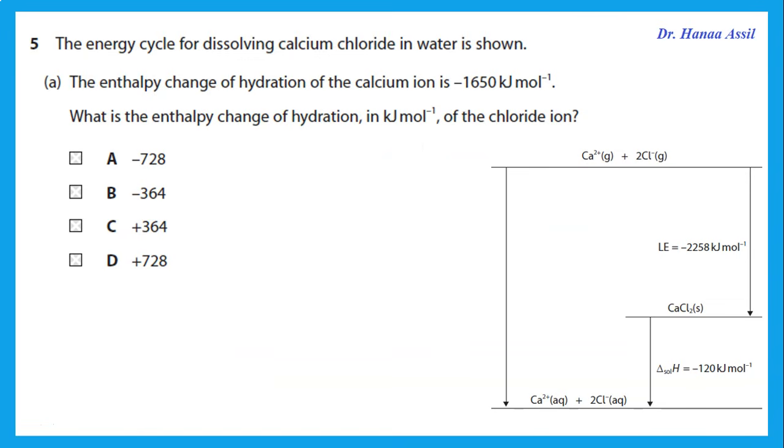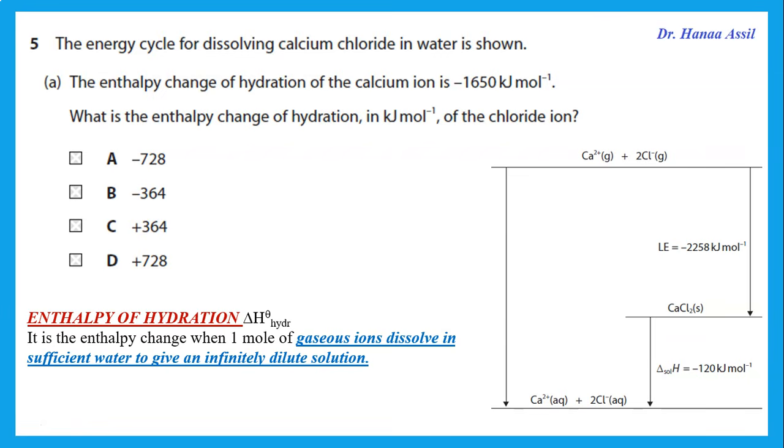The energy cycle for dissolving calcium chloride in water is shown. The enthalpy change of hydration of calcium is minus 1650. What is the enthalpy change of hydration of chloride? First of all, what do we mean by enthalpy change of hydration? You should know that enthalpy change of hydration is the enthalpy change when 1 mole of gaseous ions dissolve in sufficient water to give an infinitely dilute solution.